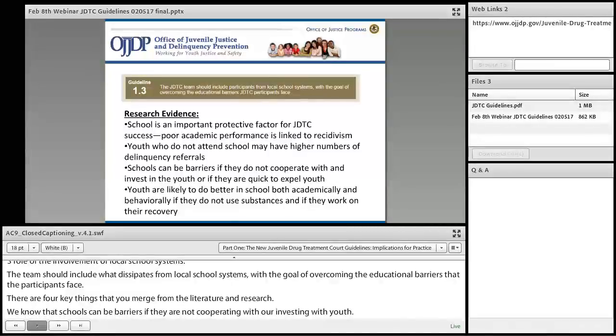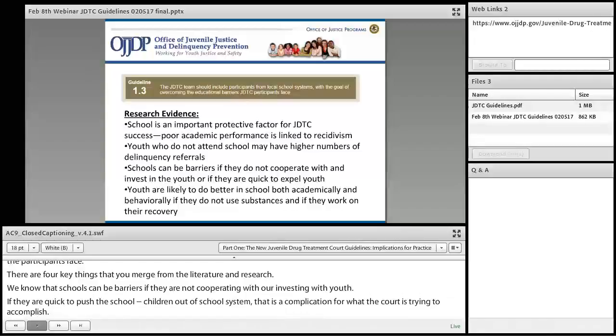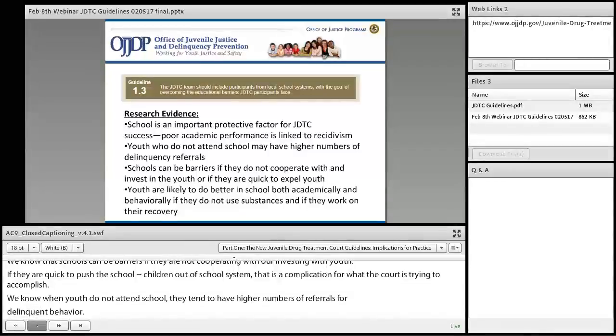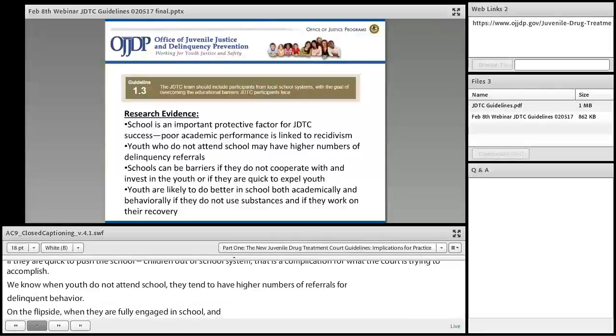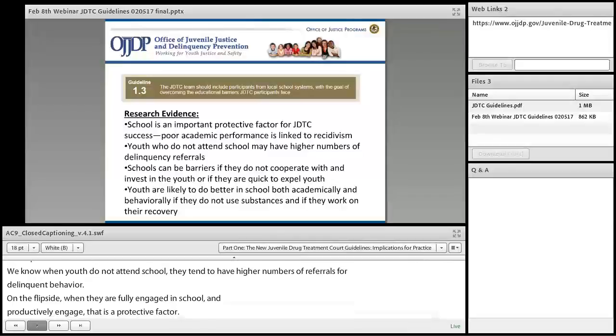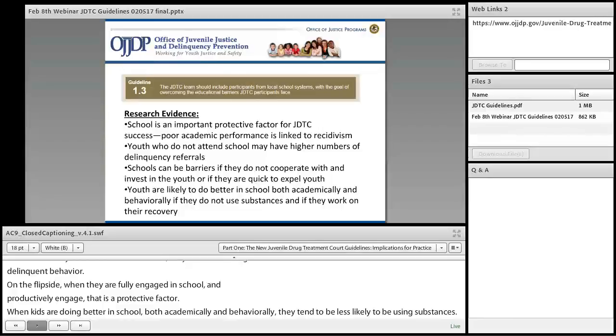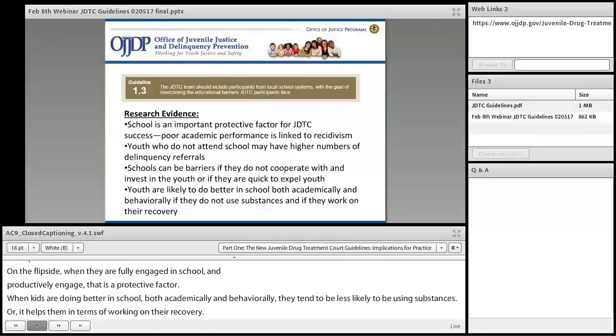We know that when youth are not attending school, they tend to have higher numbers of referrals for delinquent behavior. And on the flip side, when they're fully or productively engaged in school, that's a protective factor, right? When kids are doing better in school, both academically and behaviorally, they tend to be less likely to be using substances. Or it helps them in terms of working on their recovery too. And so for all those reasons, this is a vital connection that is worth really emphasizing in your team.